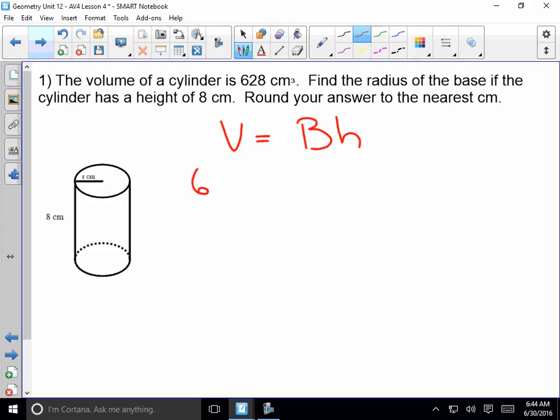Okay, we're given the volume, 628 centimeters cubed, and since all of these are centimeter measurements, when we're dealing with it mathematically, we don't have to tag in the units. Area of the base, pi times radius squared. We're given the height of the object, which is 8, and what we want to do is start taking off pieces as we go. So the first piece that I want to take off to get into the radius is the 8. So I'm going to divide both sides here by 8. 628 divided by 8 is 78.5.